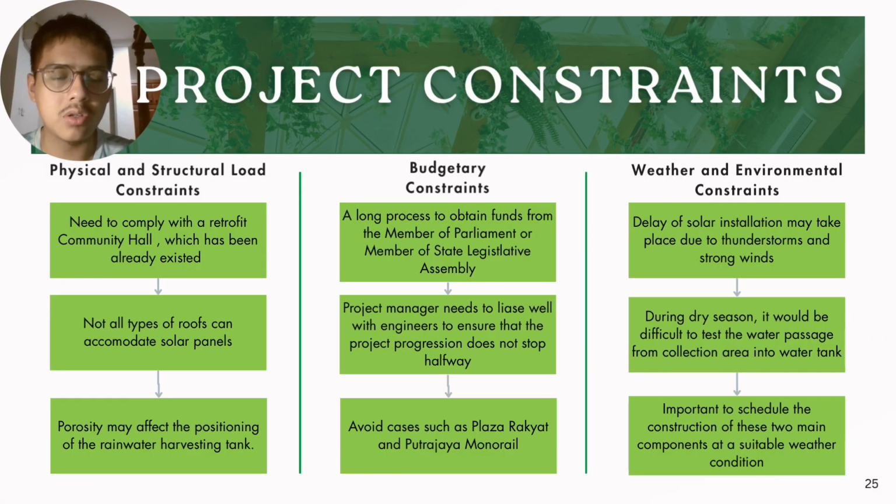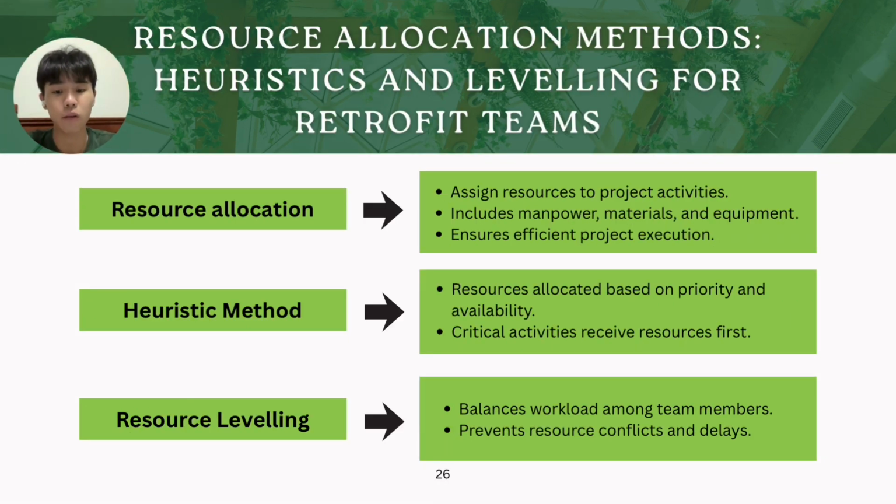Alright, so this is now the project constraints part. Project constraints are divided into three: physical and structural local constraints, budgetary constraints, and weather and environmental constraints. Next, I'll explain the resource allocation and resource leveling for our community hall green retrofit project.